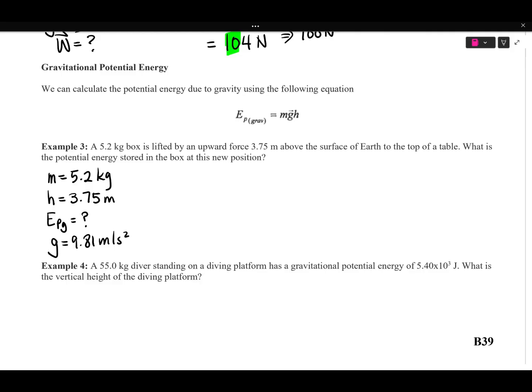Okay, so EP, G is equal to M times G times H. All we have to do is plug in our values. 5.2 times 9.81 times 3.75. We didn't have to convert any units. And so now, plug that into your calculator. You get 191.295 joules.